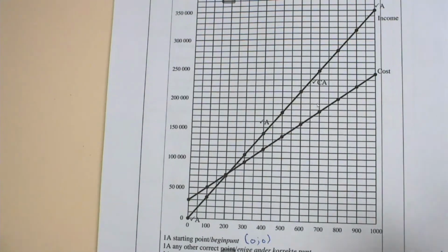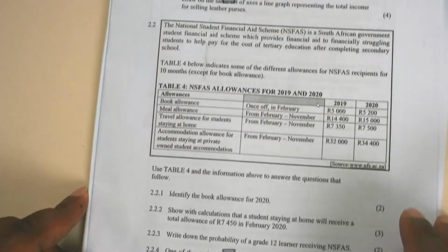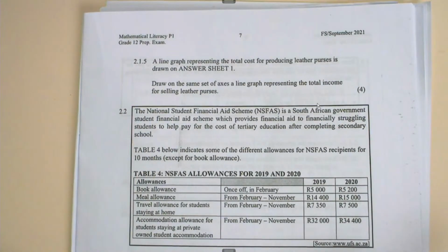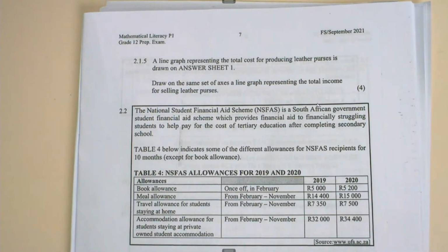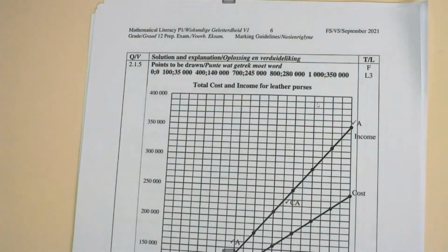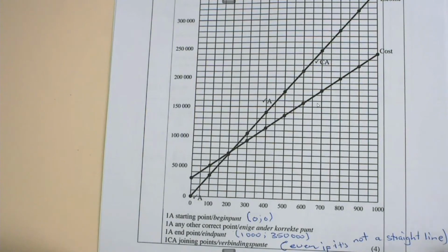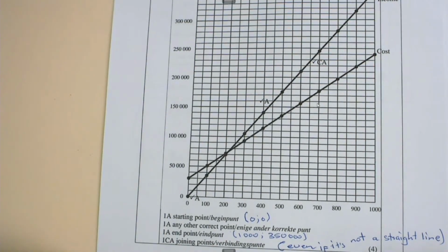Right, 2.1.5. A line graph representing the total cost for producing leather purses is drawn on answer sheet 1. Draw on the same set of axes a line graph representing the total income for selling leather purses. It's 4 marks. Here is the graph. Remember, we want only the graph for income.